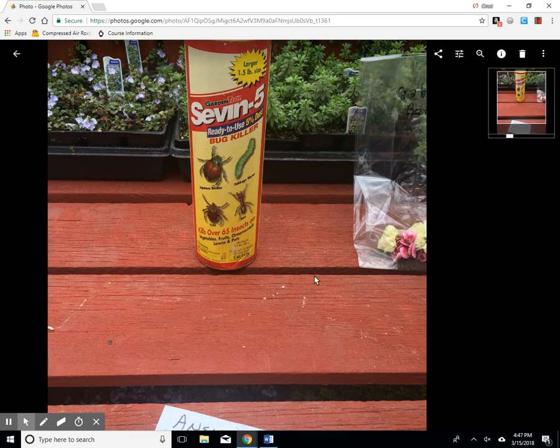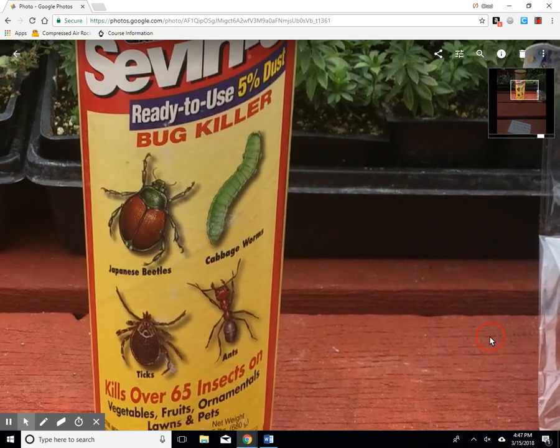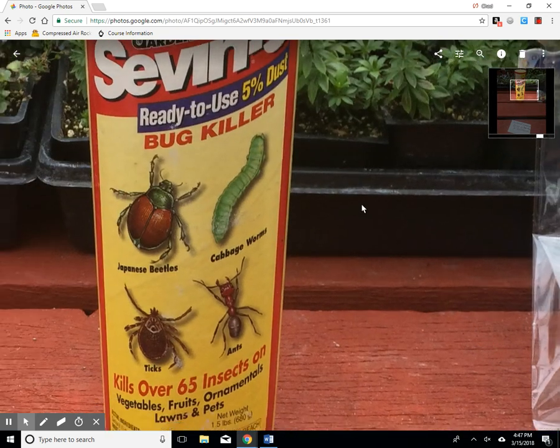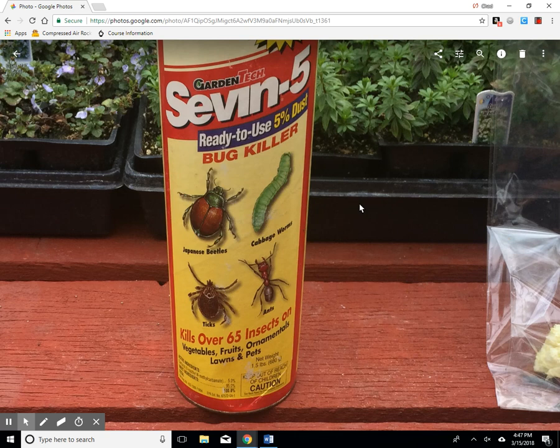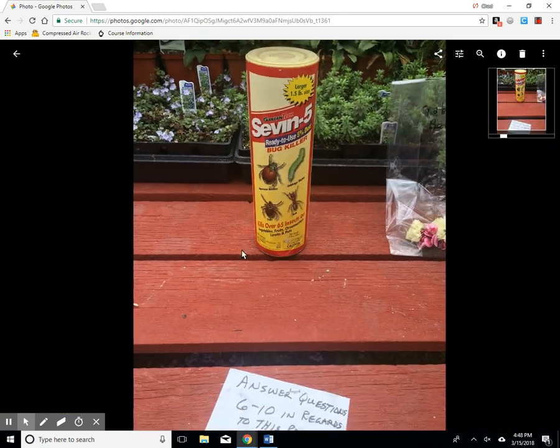Now, is it ready to use or concentrate? Ready to use. How do you know? It says ready to use. And what's the form? A dust? Right there. So it can be dust, it could be granular, it could be liquid. So if you just read, the answers are probably going to be on the label.